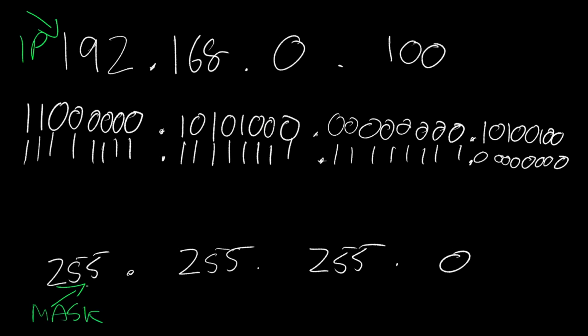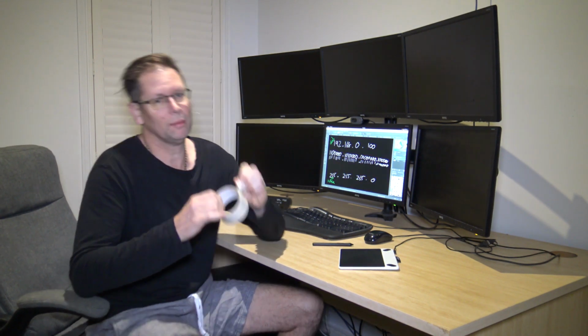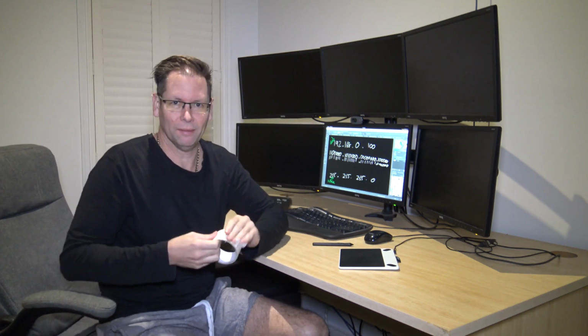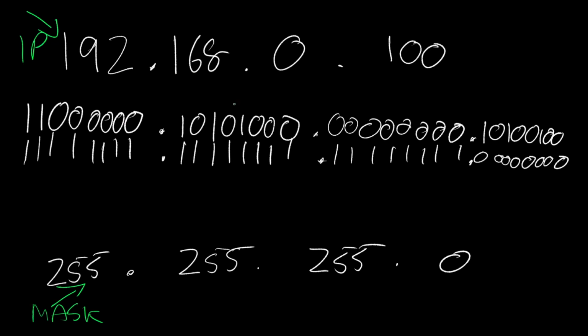Okay. Now, if you look at the word mask, think about what a mask is. We've got masking tape. So you use masking tape, don't you, when you're going to paint something, so you don't paint over that area. You mask it with masking tape. Well, it's the same sense of this word here, the mask. So what we're going to do here is a logical AND between the IP address and the subnet mask.